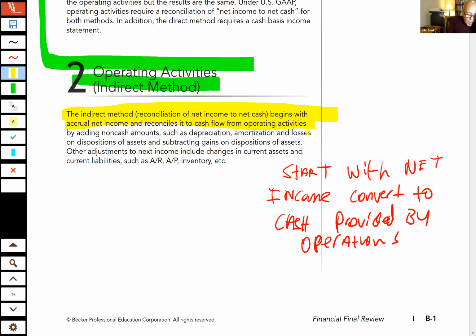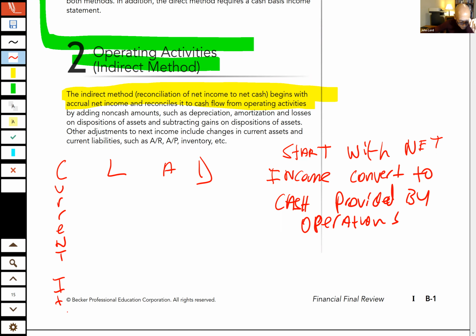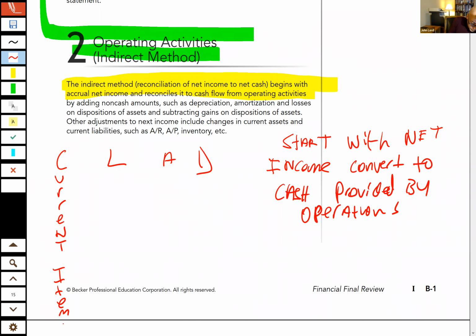Now I'm going to give you the mnemonic that is very helpful here, in my opinion, which is CLAD. CLAD means you're going to look at current items. You're going to look at current assets, current liabilities, accounts payable, accounts receivable, inventory, etc. That's the first part of CLAD.